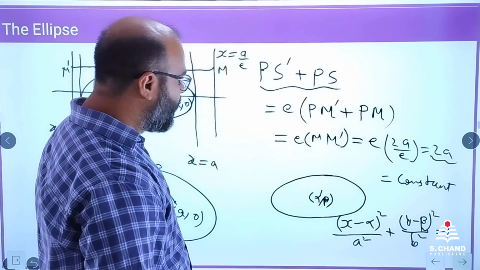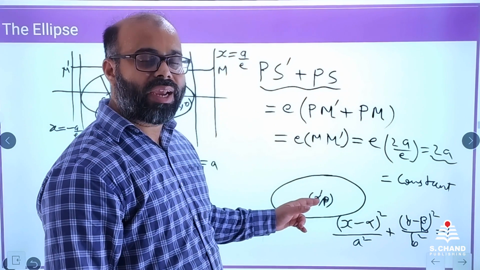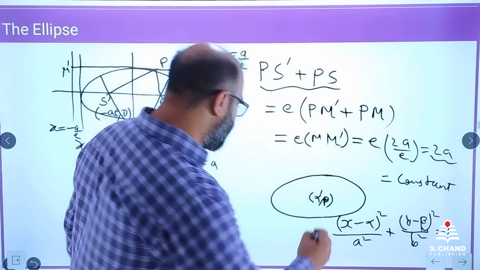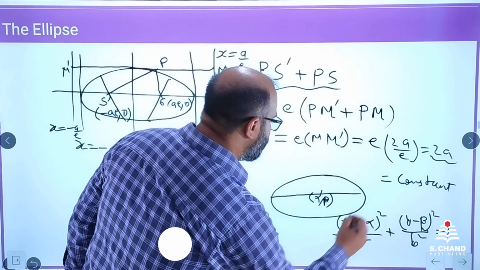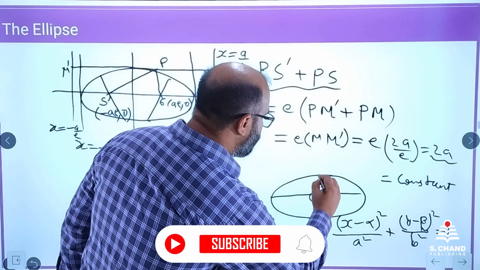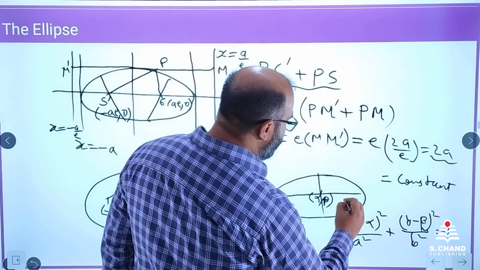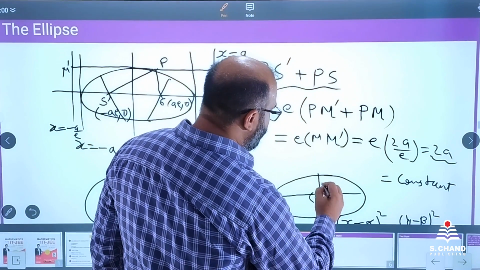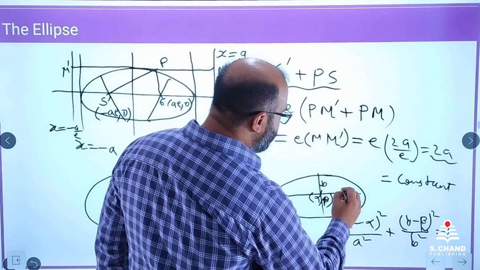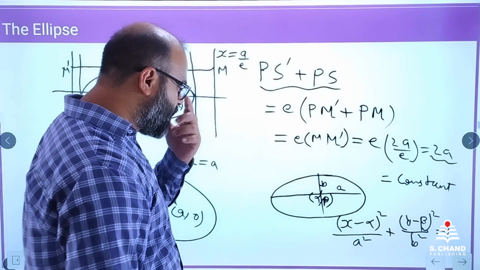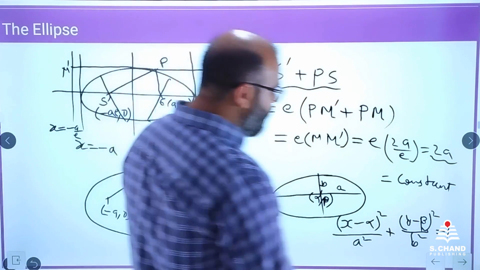Now as we know, what is A and B? A is the semi-major axis and B is the semi-minor axis, because 2A is the major axis. So length of the major axis is 2A and length of the minor axis is 2B. So semi-major axis is A and semi-minor axis is B. So this is what we have written here.